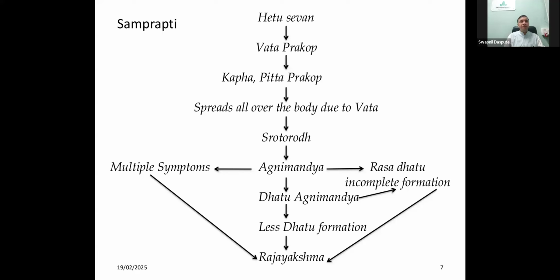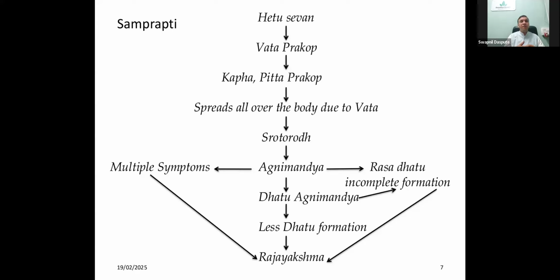So when we see Samprapti, the disease pathogenesis, Hetu sevana happens first, exposure to the Hetu or the causative factor on a repetitive basis. It will lead to Vata Prakopa, aggravation of Vata. Kapha and Pitta Prakopa also happen in this disease. So in order to take this disease to the next stage of formation, Vata Prakopa happens, and Kapha Pitta Prakopa also happen according to the hetus consumed.